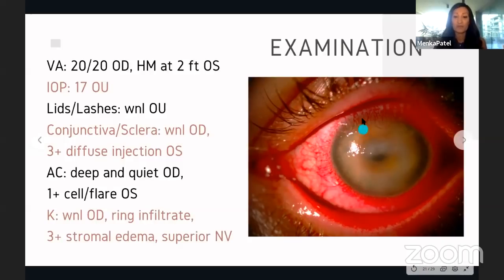And then there's superior neovascularization. So there shouldn't be any blood vessels on the cornea. And as you can see in this picture, this patient does have this neovascularization, these abnormal blood vessels kind of creeping onto the cornea, and that's concerning as well.